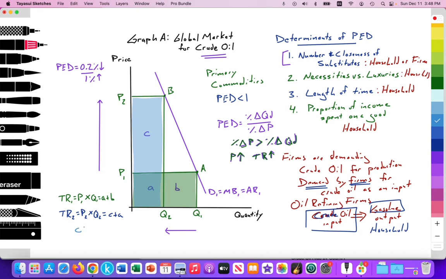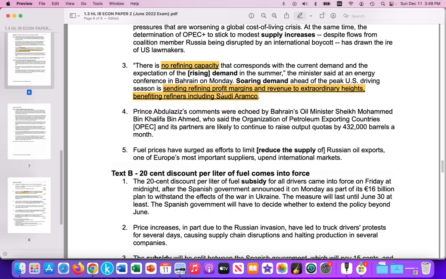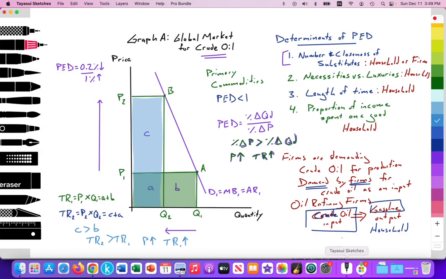Because area C is greater than area B, it holds that total revenue 2 is greater than total revenue 1. Thus, as price rises along an inelastic demand curve, the total revenue also increases, which we can see in the article that as price rises for crude oil, profit margins and total revenue for oil refining firms are increasing. So we've basically answered that question. We've provided an appropriate model. We've answered the relationship between price and total revenue in the context of PED for primary commodities, and we're essentially done with that question.